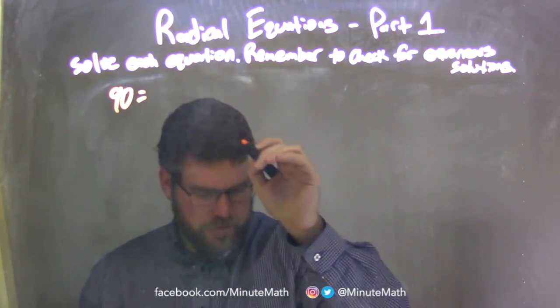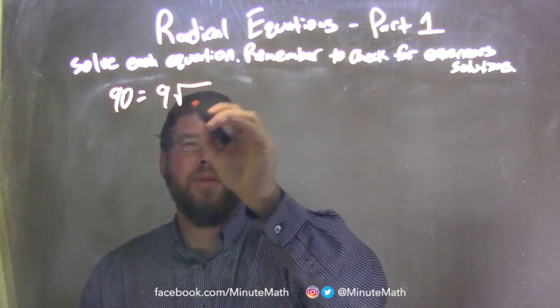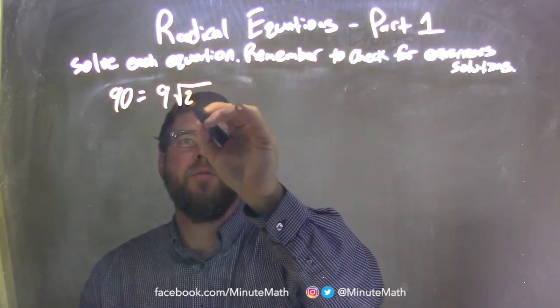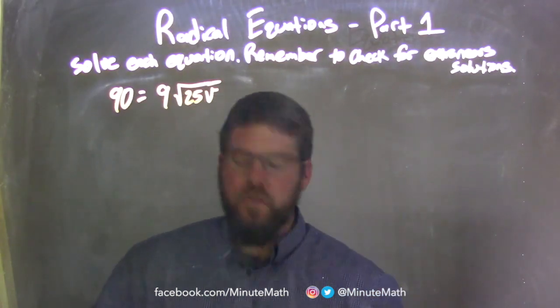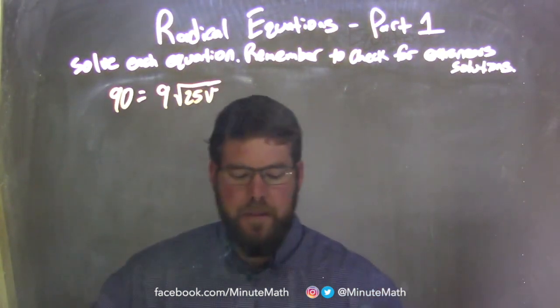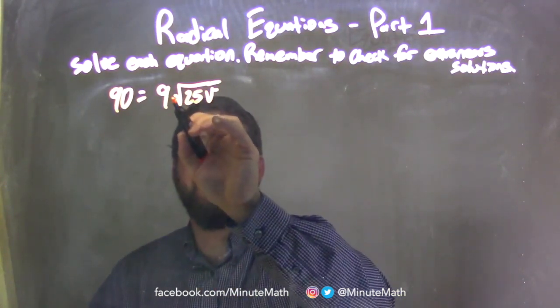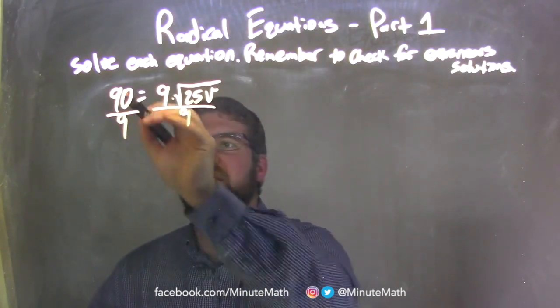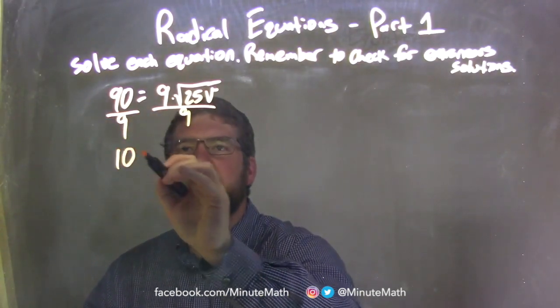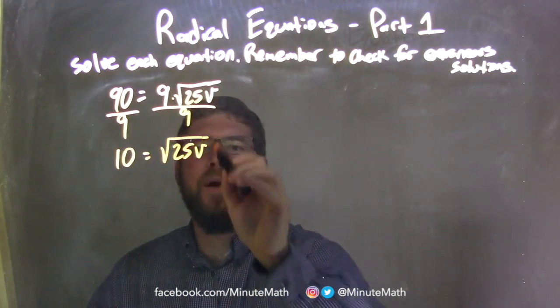90 equals 9 times the square root of 25 times the letter v. We just know there's going to be a multiplication there. Okay, so now I want to simplify this. Multiplication there, so the opposite of that is division. Divide by 9 on both sides. 90 divided by 9 is 10. The 9's cancel, leaving the square root of 25v on the right.